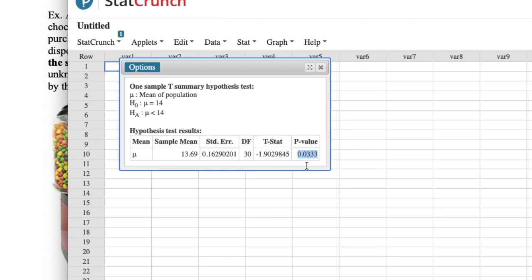So in this case, though, 0.0333 is still less than 0.05. So in this case, we would still reject the null hypothesis, and there would still be sufficient evidence to support the claim that the mean weight of the dispensed candy is less than 14 grams, or that it is decreasing.